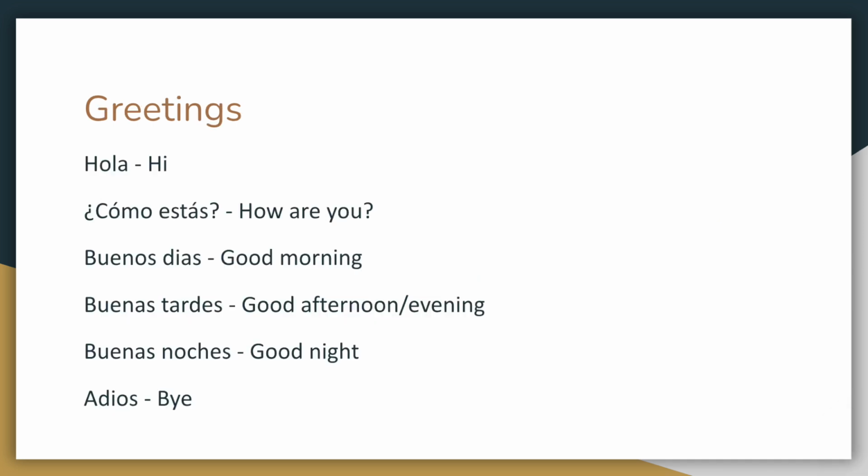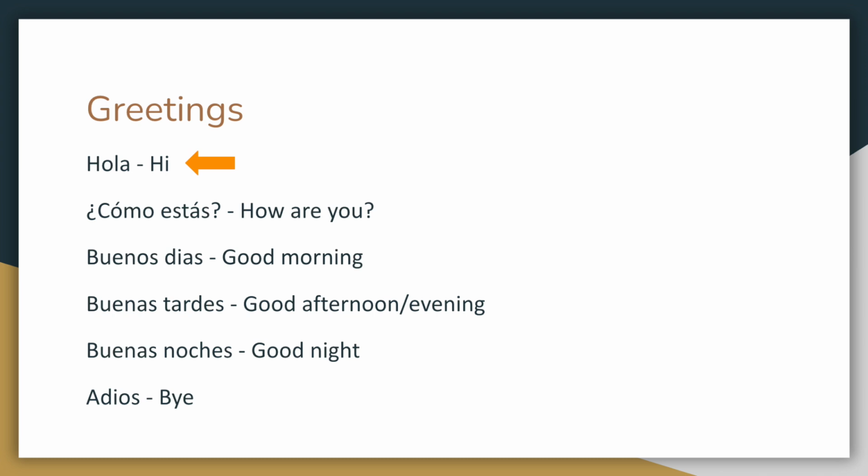Now let's look at some greetings in Spanish. The first one is hola, which means hi. The second one is ¿cómo estás?, which means how are you? The third one is buenos días, which means good morning. The fourth one is buenas tardes, which means good afternoon or good evening. The fifth one is buenas noches, which means good night. And finally, the last one is adios, which means bye.